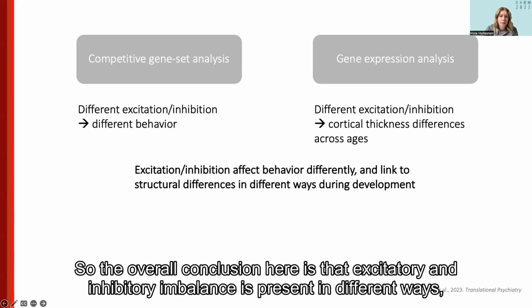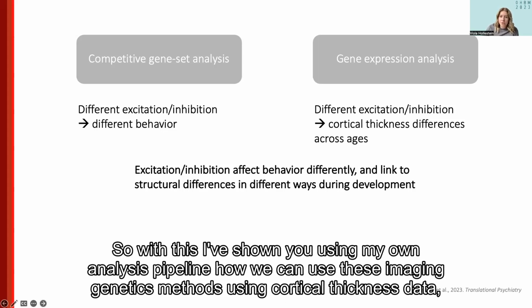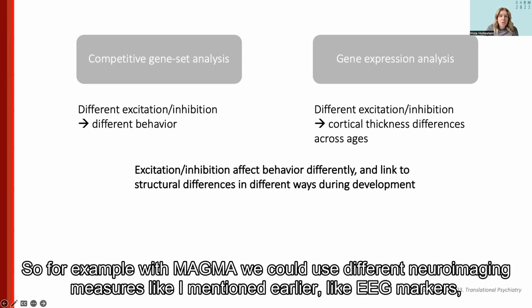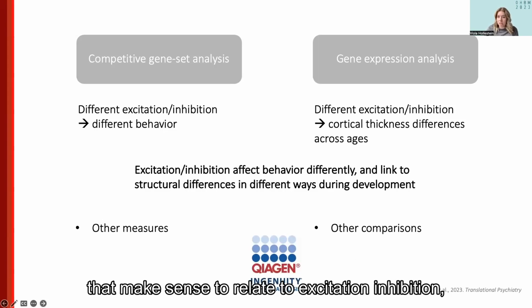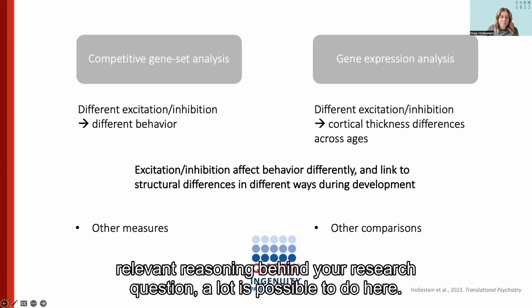So the overall conclusion here is that excitatory and inhibitory imbalance is present in different ways, affecting different aspects of autism behaviors and brain development. So with this, I've shown you using my own analysis pipeline how we can use these imaging genetics methods using cortical thickness data and behavioral measures, but these tools can also be used with other measures. So for example, with MAGMA, we could use different neuroimaging measures, like I mentioned earlier, like EEG markers that make sense to relate to excitation and inhibition, or other MR modalities that might be interesting, as long as you have a biologically relevant reasoning behind your research question. A lot is possible to do here.